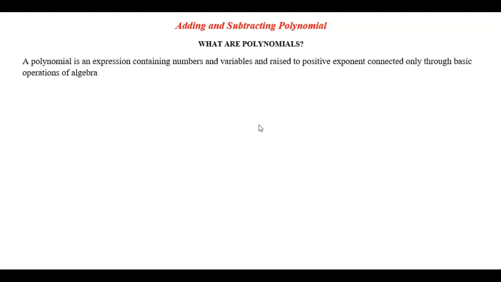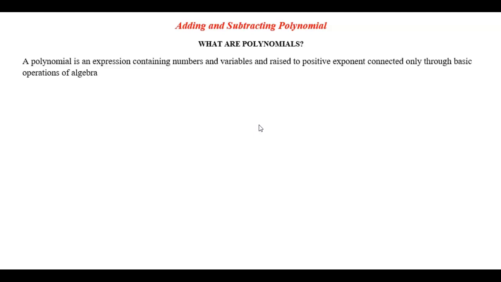I have a brief definition here about polynomial, saying a polynomial is an expression containing numbers and variables raised to a positive exponent, connected only through basic operations of algebra. When we say basic operations of algebra, we simply mean plus or adding, subtracting, multiplying, and dividing. These are the four basic operations of algebra. We add, we subtract, we multiply, and we divide.